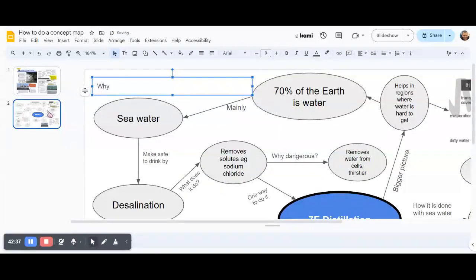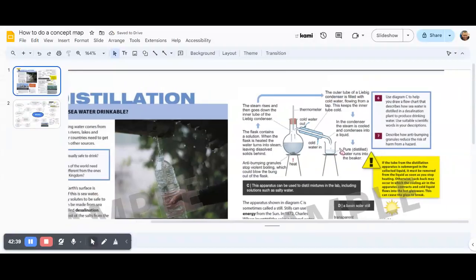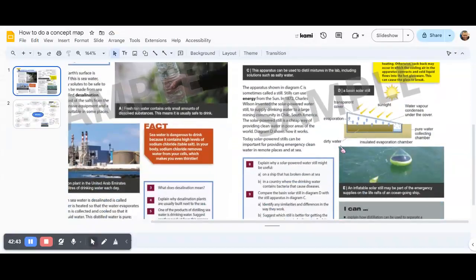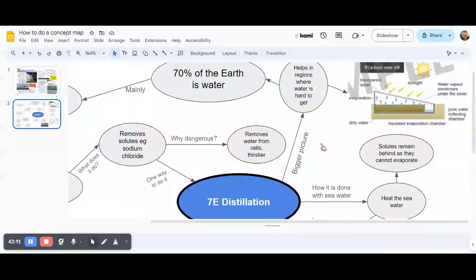So I can just put that here and relate it back to where it was in the world. So I believe it was Chile, 1872, Charles Wilson, Chile, South America. Today, solar powered stills can be important for providing emergency clean water in remote places and at sea. So this one over here was the basin solar still. This seemed to be the way in which it worked. So I just need to remember these facts.